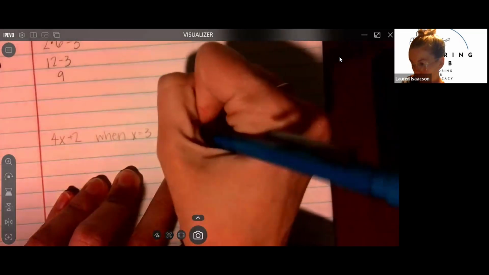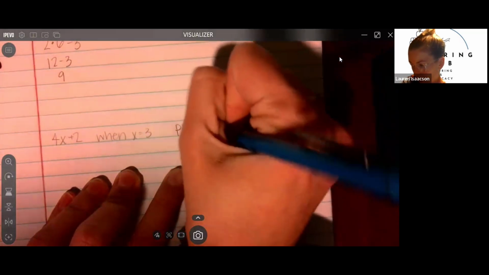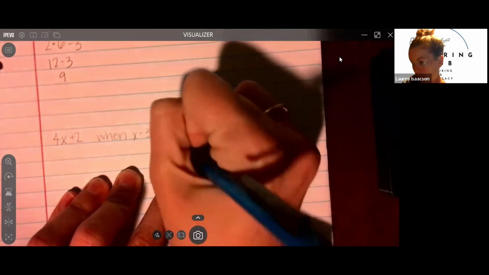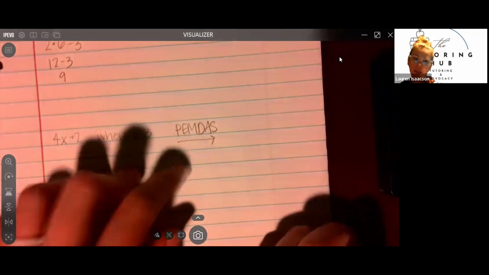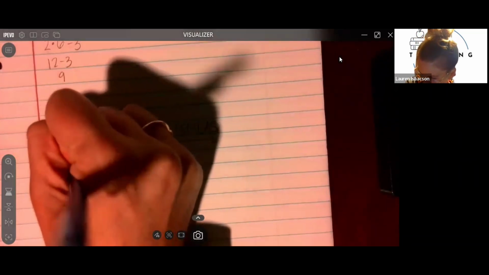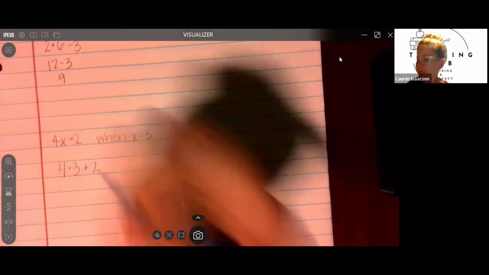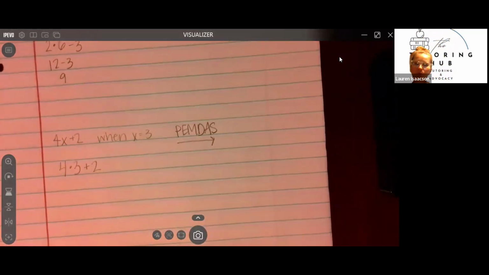And I'm going to write my order of operations just to have that there just in case. And remember, we still go left to right. Okay. So first step, rewrite your problem. 4 times 3 plus 2. Now you start working.